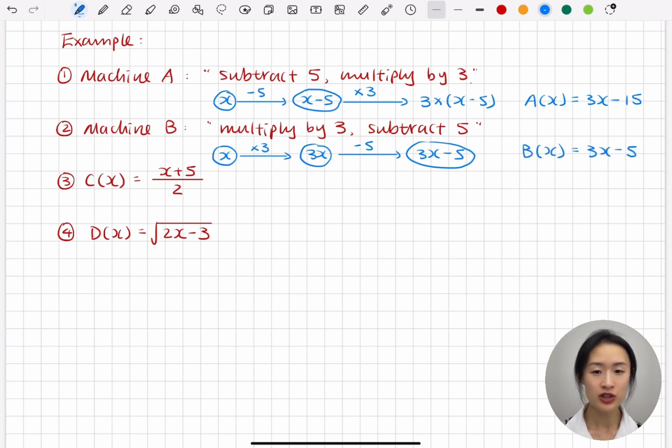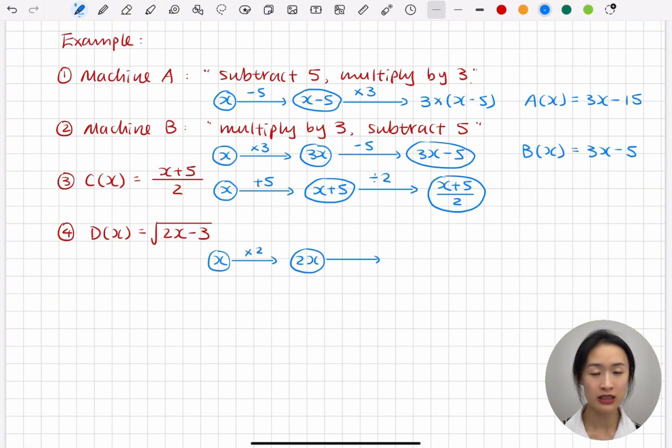Now let's look at function C. Now we will need to work out what the order is. As we can see, x needs to be added by 5 first. And then that will give us x plus 5. And then we will need to divide it by 2. So that will give us x plus 5 all over 2. Let's look at function D. X will be multiplied by 2 first. That gives me 2x. And then subtract 3. After that, I need to take square root of everything.